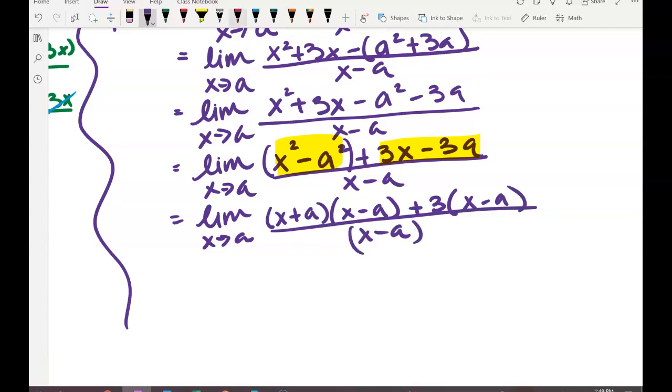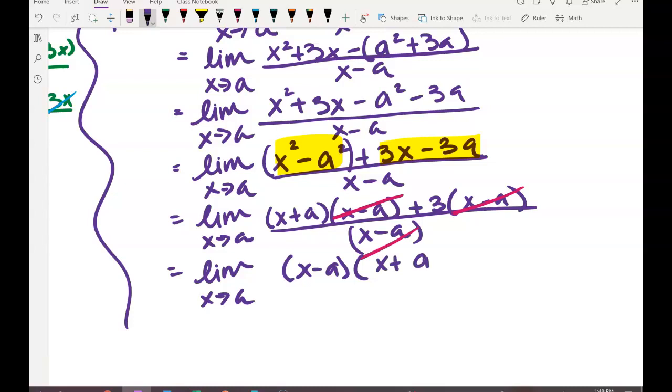Now, as you can see here, we can cancel these because technically, if you want to see another step, we can factor out x minus a because they have that in common. Then we are ending up with x plus a plus 3, all over x minus a. So if you want to wait until here to cancel, that's okay too.